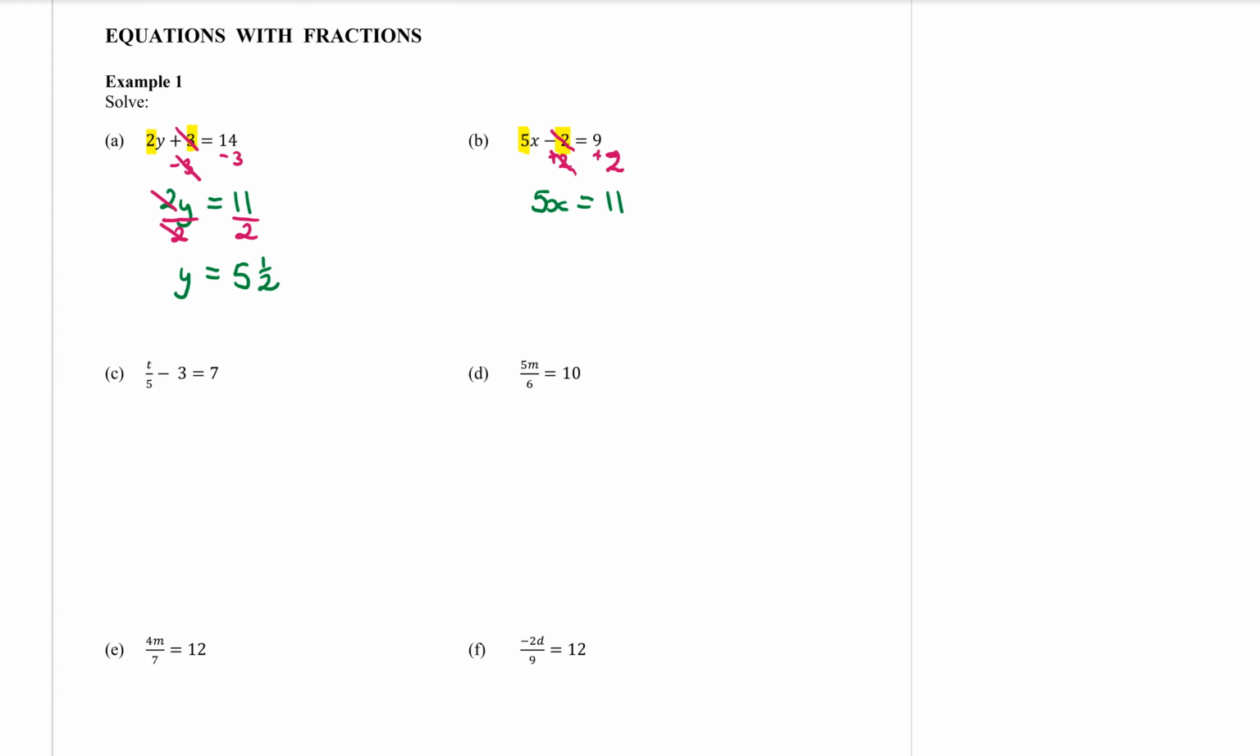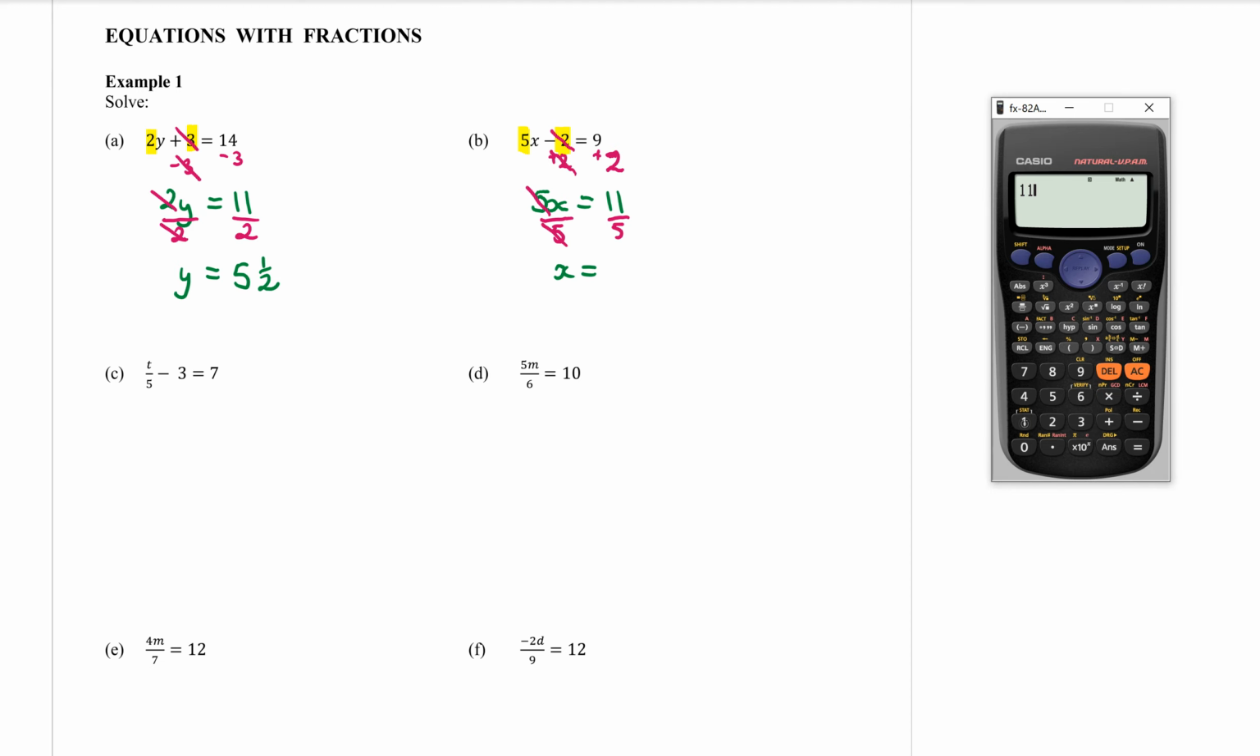Now to get rid of the 5, because that's multiplied, I need to divide by 5. 5 divided by 5 cancels away. X is now by itself, and I have 11 divided by 5. On the calculator, we can go Shift, SD button, and we have 2 1/5.